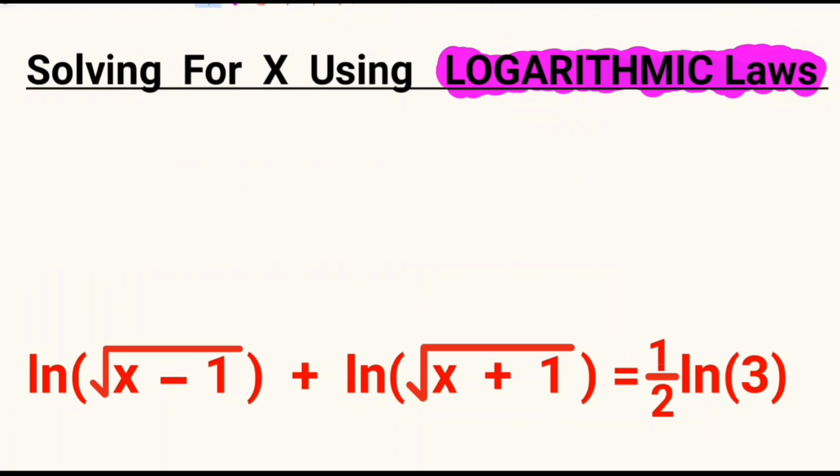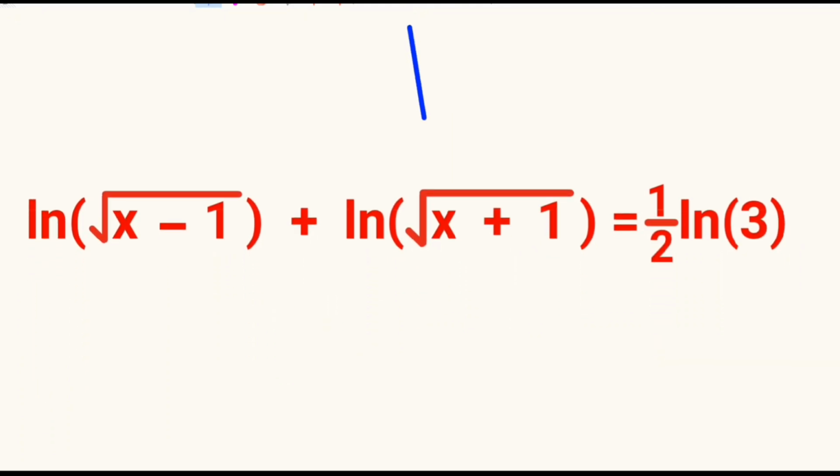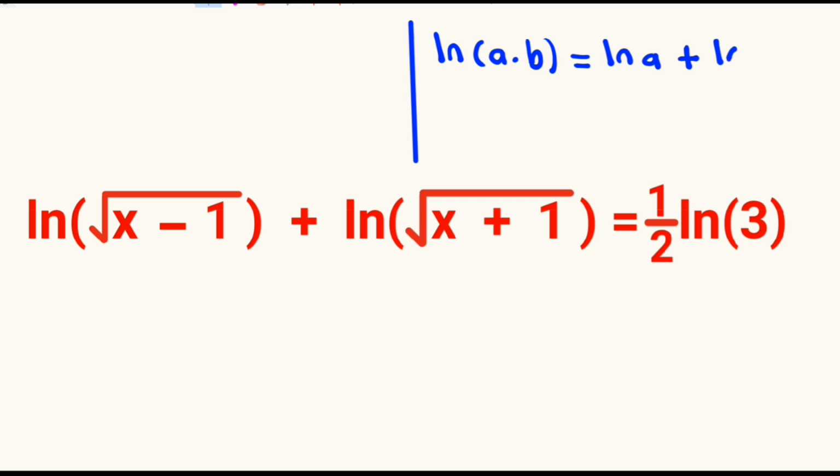In this video, we are going to solve for x using laws of logarithms. The first law that we are going to use states that if we have the ln of a multiplied by b, then this will be equal to the ln of a plus ln b, and the corollary is true if we have the ln of a plus the ln of b, then this will be equal to the ln of a multiplied by b.